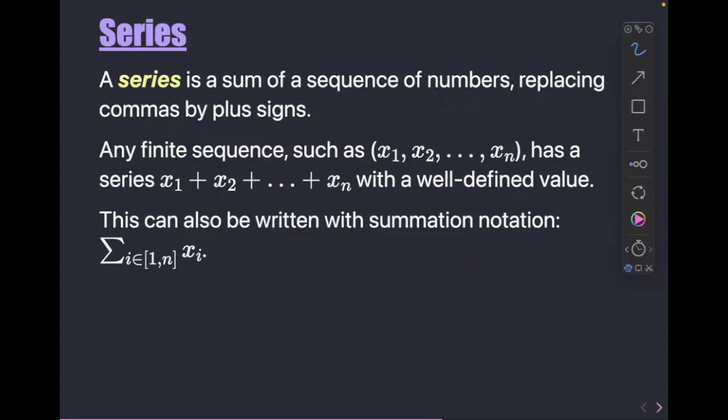Now to go a little more into what we were talking about with series. A series is a sum of a sequence of numbers, where you replace your commas with plus signs. So instead of a sequence like x1, x2, up to xn, you could represent it as a series: the sum of x1, x2, all the way to x sub n. You often write this with summation notation.